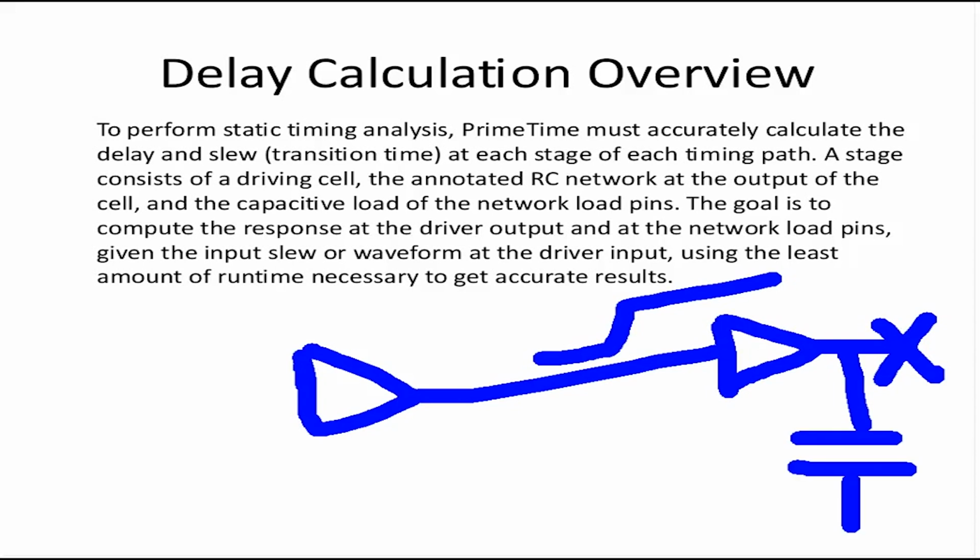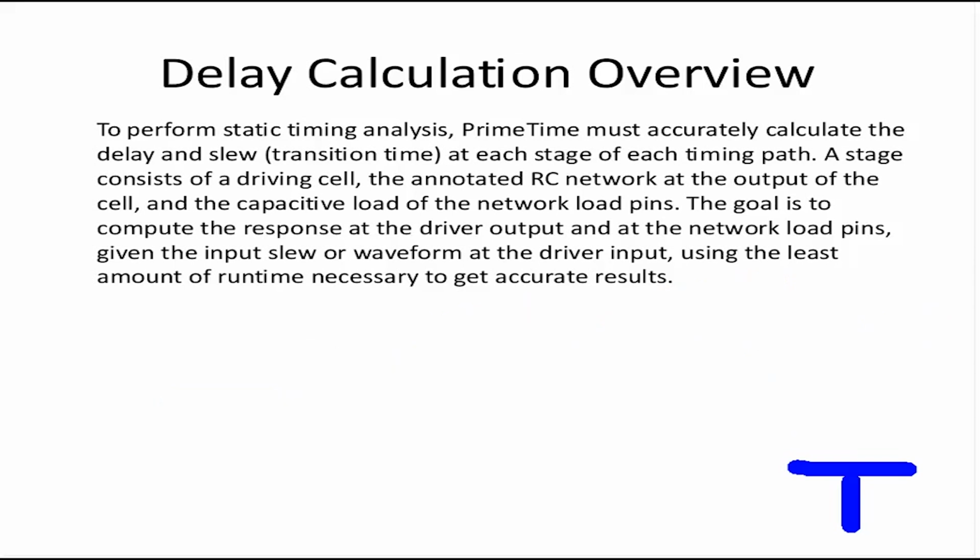Again, to know the transition here, this transition will be some function of the transition at this point. Delay is calculated at this point, and transition is calculated at this point. So at every node, PrimeTime needs to calculate both delay and transition at every stage. Any stage comprises a driving cell, the RC network in between, plus the receiver cell, the network, the load pins.